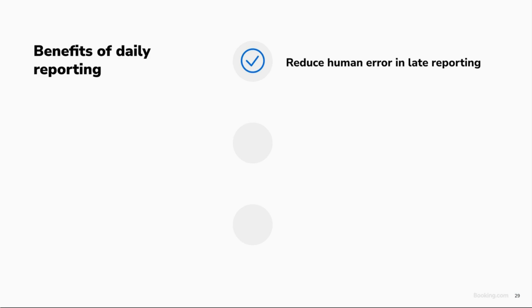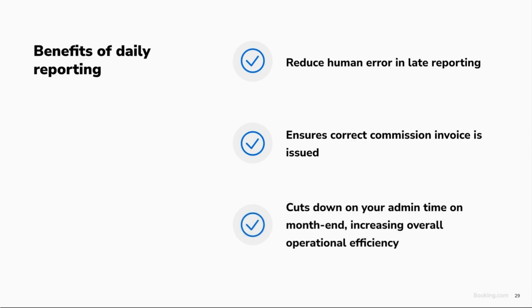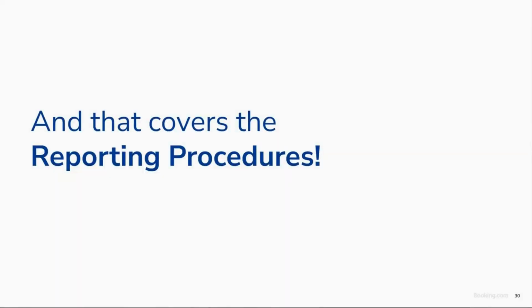Timely reporting also helps to ensure that the commission charges are accurate to the reservations that were completed, and that reservations which are canceled have their commission voided. Additionally, regular reporting helps to reduce the administrative time during the month end to reconcile reservations as well as raising disputes to Booking.com, which will in turn increase the operational efficiency of the listing's arrears. And that covers the reporting procedures portion of our webinar.